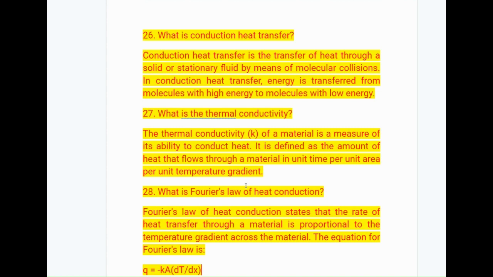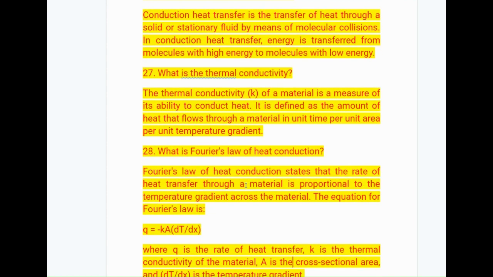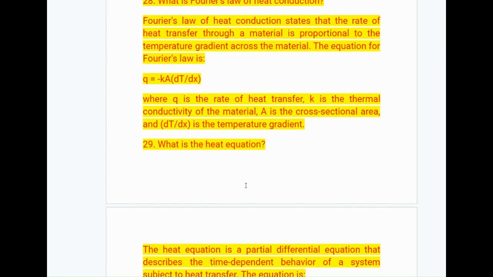28. What is Fourier's law of heat conduction? Fourier's law of heat conduction states that the rate of heat transfer through a material is proportional to the temperature gradient across the material. The equation for Fourier's law is Q = -KA dT/dx, where Q is the rate of heat transfer, K is the thermal conductivity of the material, A is the cross-sectional area, and dT/dx is the temperature gradient.